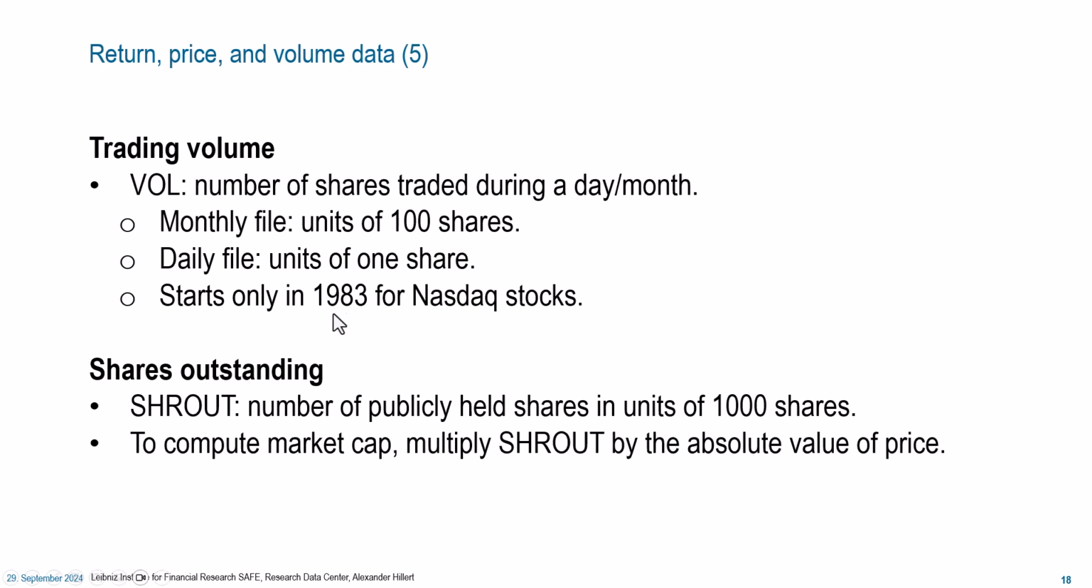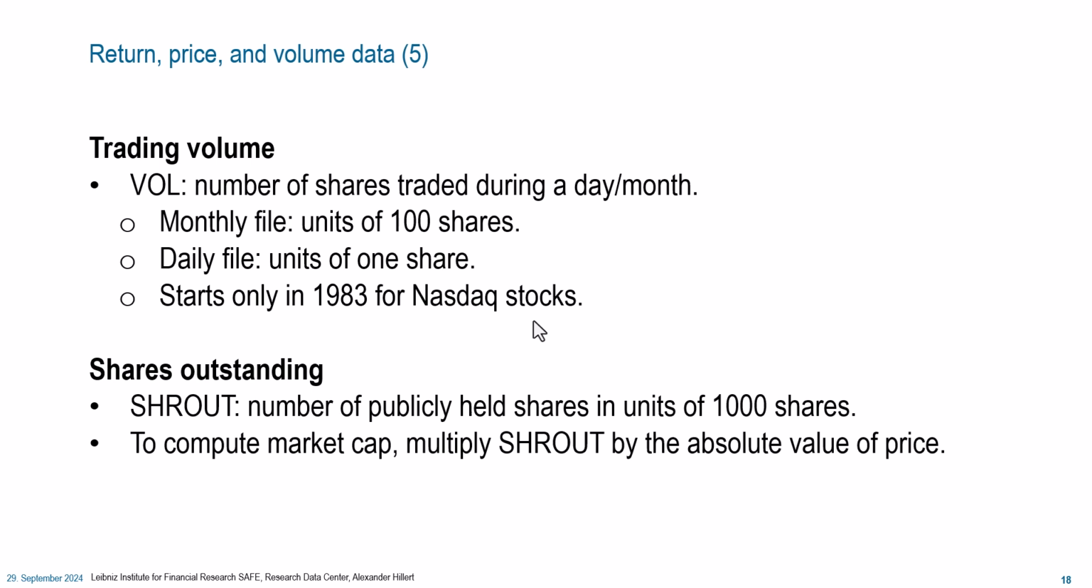One important piece of information for you: even though the return data for Nasdaq stocks starts in 1973, the volume data only becomes available 10 years later in 1983. This is important to have in mind if you, for example, include trading volume as a control variable. It means that you lose all Nasdaq stock observations from 73 until 82 because of missing values.